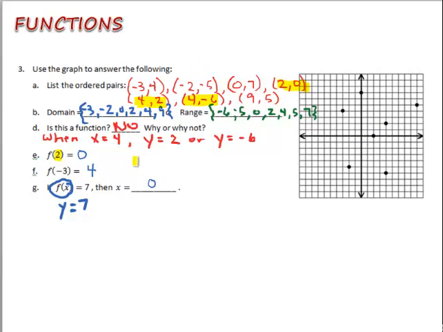When I look at f of 2, I go to where x is 2. Here's where x is 2, right here. What's the y value? It's 0. When x is negative 3, the y value is 4. When y is 7, x is 0. Okay, so that's using it off the graph.